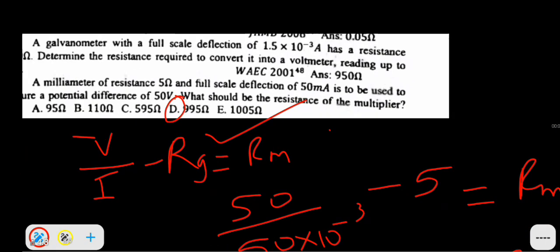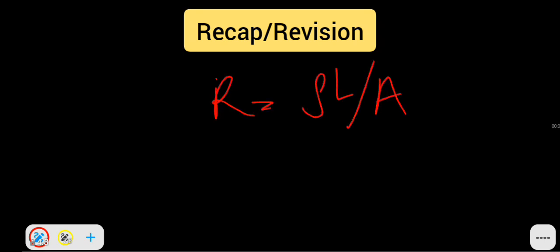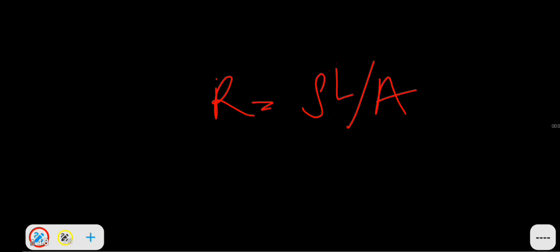So let's take a revision of everything we've learned for today. So remember that your resistance is rho L over A. A is the area, L is the length, rho is the resistivity, and R is the resistance. A can be in meter squared, that's the unit. The unit for length is meter. The unit for resistivity is ohm meter, while the unit of resistance is ohms.